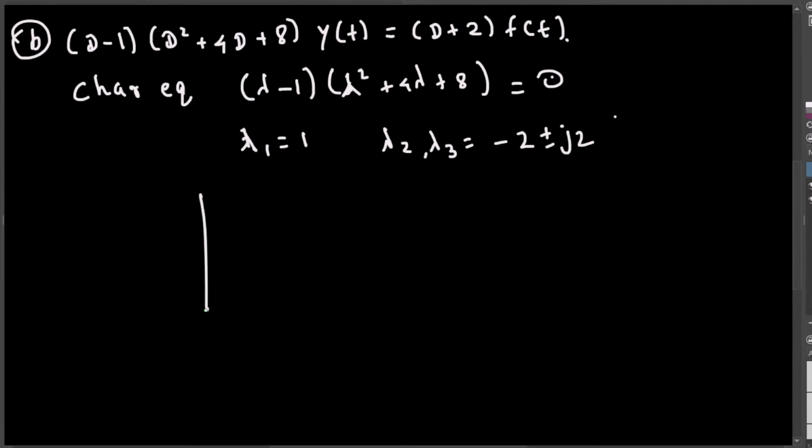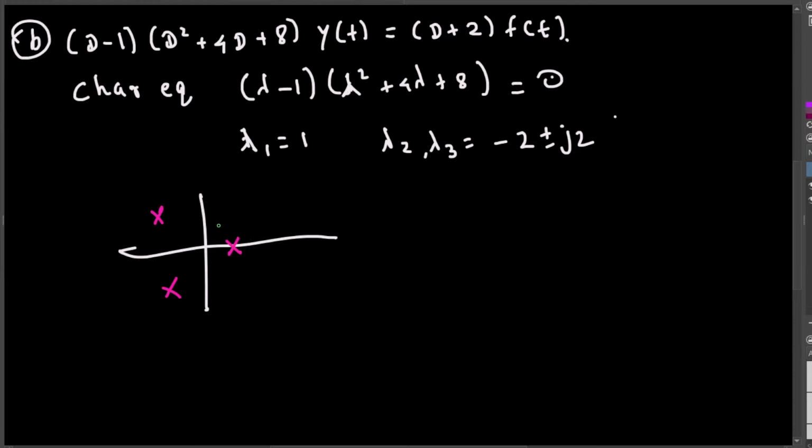So now we can just draw the graph. The first lambda is at positive 1, so it's somewhere here. For λ2 and λ3, the real part is negative 2, one has a positive imaginary part and the other a negative imaginary part. So one is going to be here and the other one is going to be here. So here we have a negative and a positive.